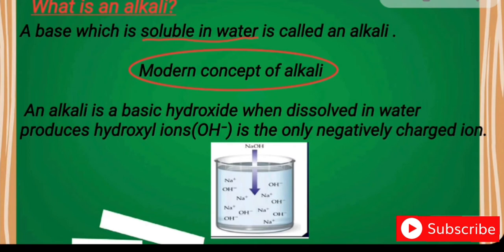What is the modern concept of the alkali? An alkali is a basic hydroxide. When dissolved in water, it produces hydroxyl ion as the only negatively charged ion. So, what is alkali? Alkalis are the soluble bases. When you dissolve the alkali, alkali produces OH minus ion as the only negative ion in the medium. So, alkalis are the soluble base and they produce hydroxyl ion as the only negative ion. You can see here when we dissolve the sodium hydroxide, we are getting OH minus as the only negative ion in the solution.